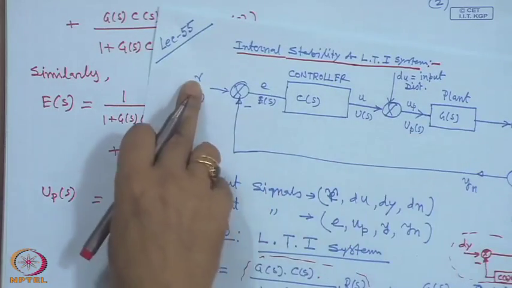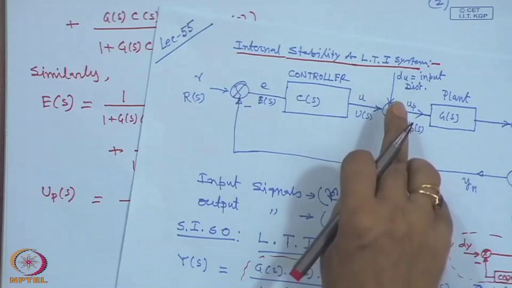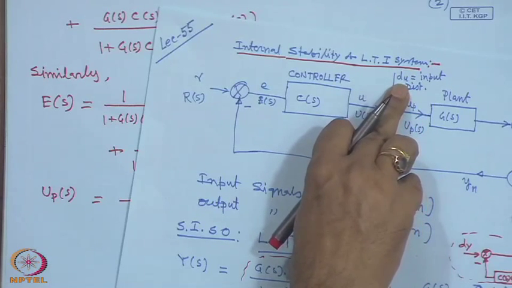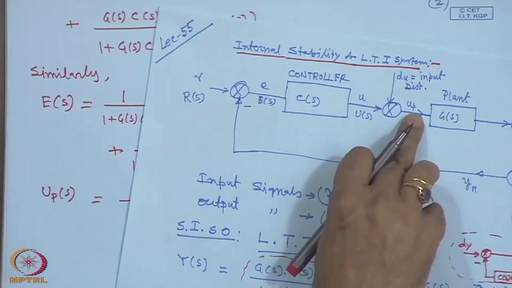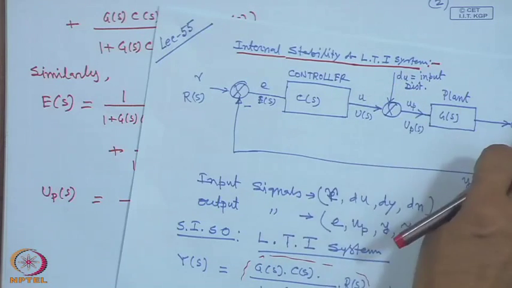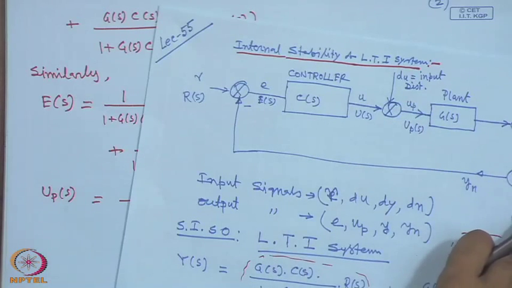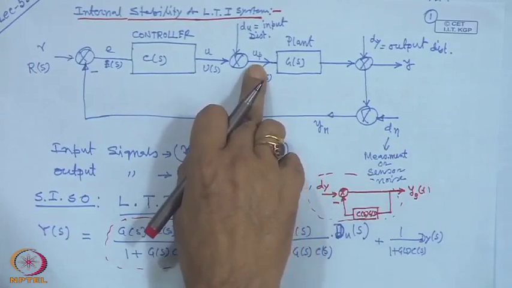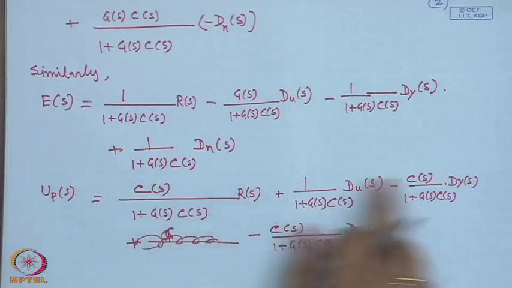Only your input is R(s), and Y_P is the output. Again, another contribution in U_P is due to the input D_U(s), and Y_P is the output. What is the transfer function between the input D_U and U_P? Find the transfer function between D_Y and U_P. Find the transfer function between the input D_N and U_P. So, this transfer function you have obtained.